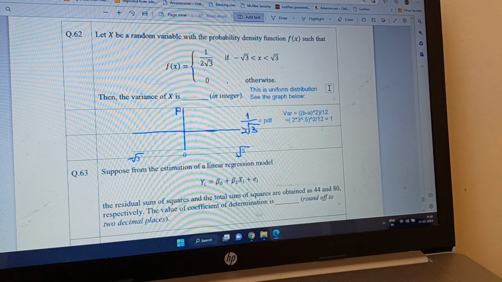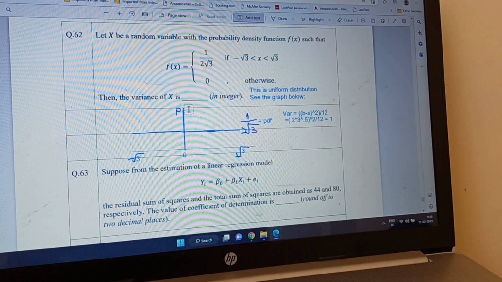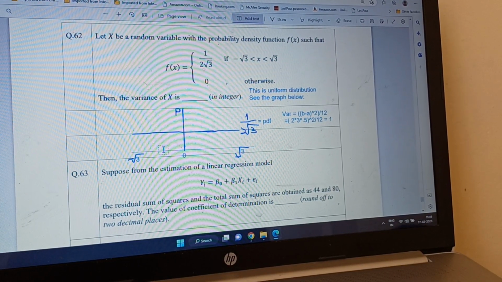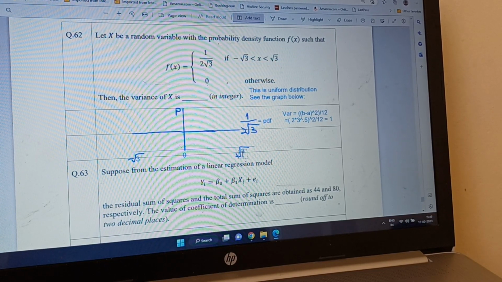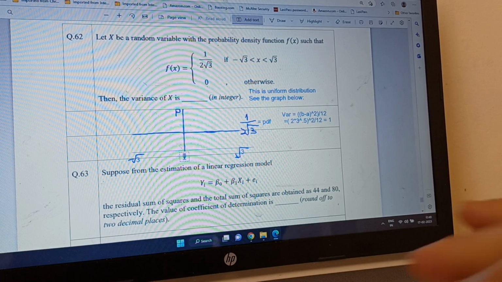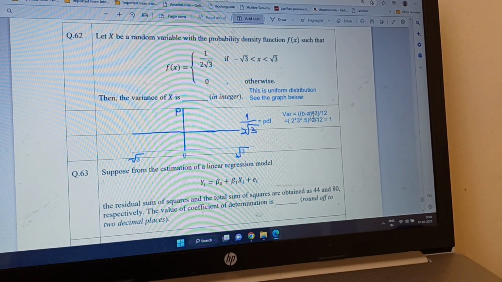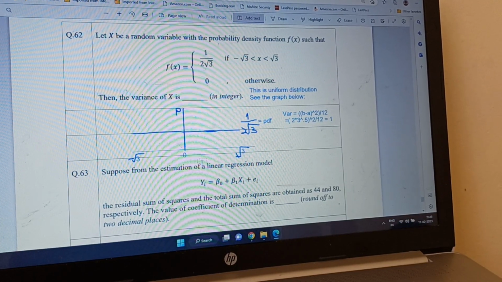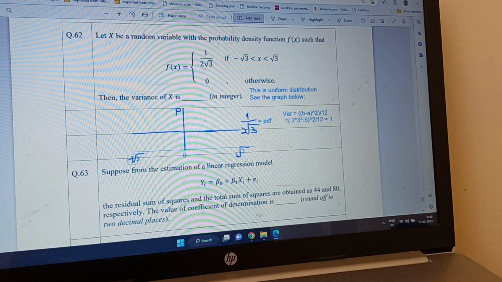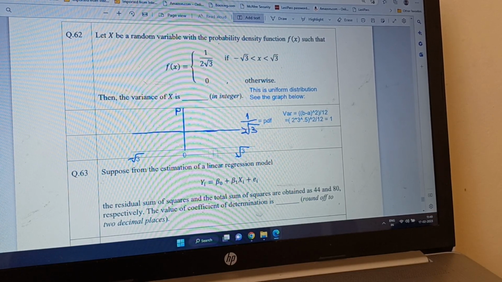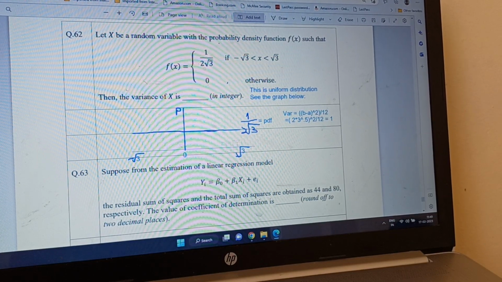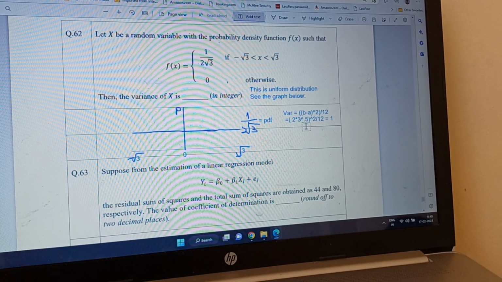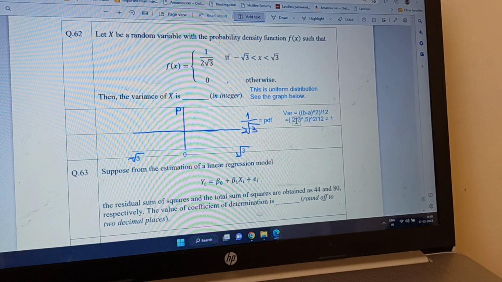Now this is a uniform distribution, so I drew the graph. Here is f(x), which is 1 by 2 root 3, and this is the range minus root 3 to plus root 3, and the mean is 0. So let's calculate the variance. The variance formula is (b minus a) whole square divided by 12. Here b is plus root 3 and a is minus root 3, so b minus a is 2 root 3.